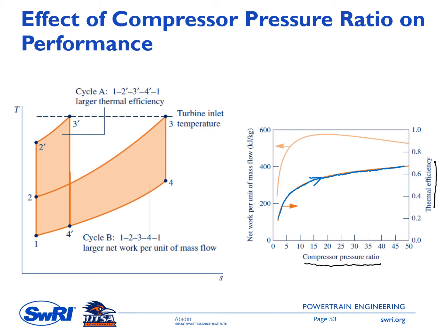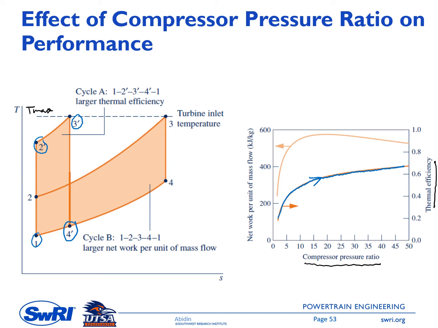The first scenario is the one that can maximize the thermal efficiency. On the left side, you have a TS diagram here. If I want to maximize the thermal efficiency, then I should design a system consisting of point 1, point 2 prime here, and then point 3 prime here. This is the temperature limit, so let me put here, this is the Tmax. Okay, and then point 4 prime. So this is the system design for a high thermal efficiency.